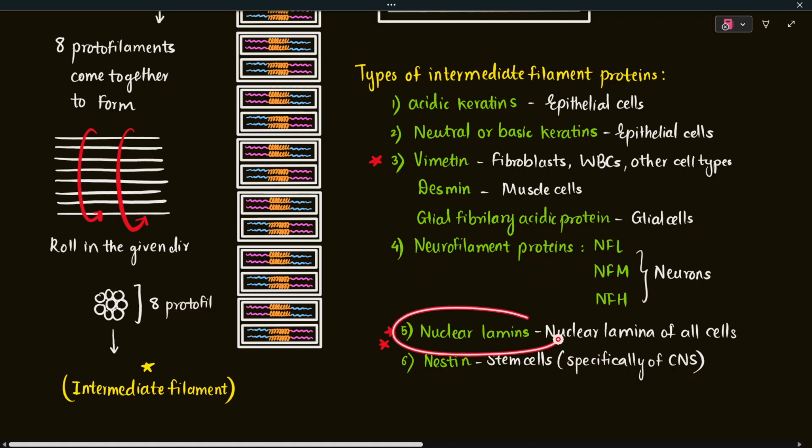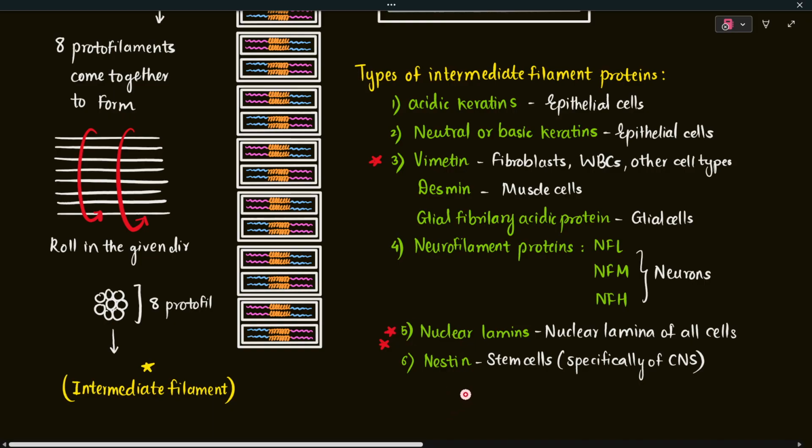Then there are nuclear lamins. As discussed in the introductory class, the major function of intermediate filaments is to provide mechanical support. This mechanical support is provided not just to the cell but also to the nucleus. Inside the nucleus, there is a mesh formed by intermediate filament proteins, which we refer to as the nuclear lamina. This nuclear lamina is found in almost all cells, and it is made up of proteins called nuclear lamins. This is a very important point to note down.